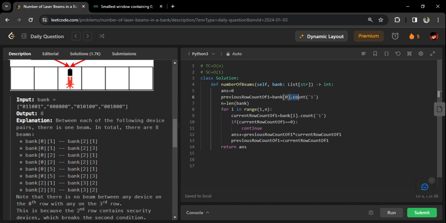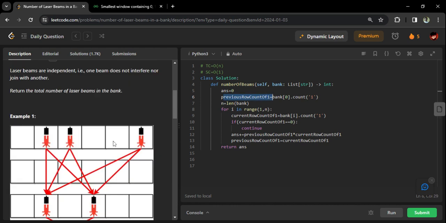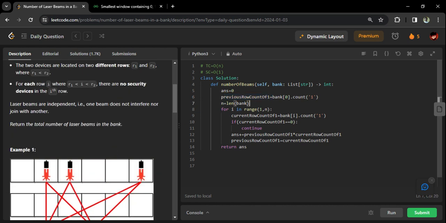Okay, dot count of 1 means in Python how many ones are there in this particular string. Okay, so bank of 0, that is the 0th element of the bank, in that, how many ones are there? That I'm storing in previous row count of 1. Okay, then I'm just taking the length of the bank array as n. Okay, this is a simple step.